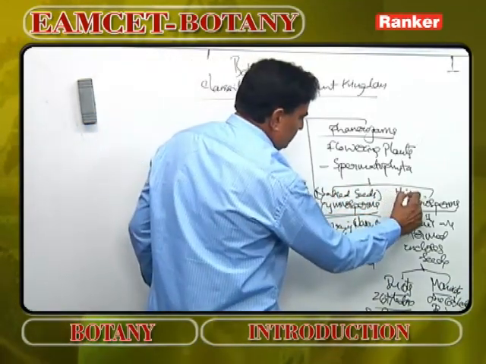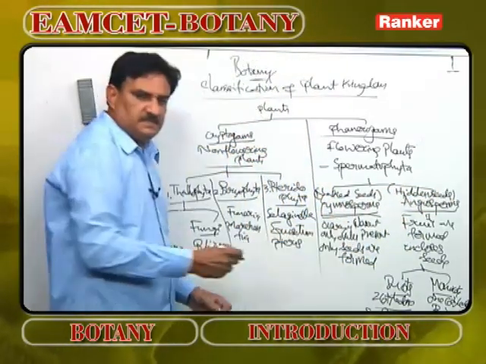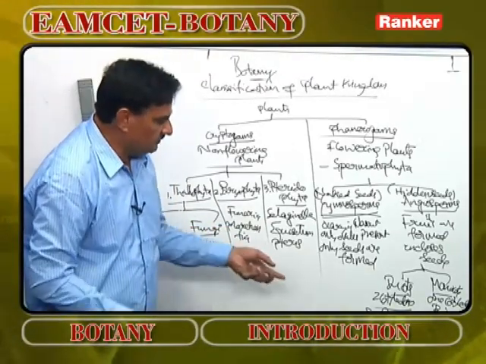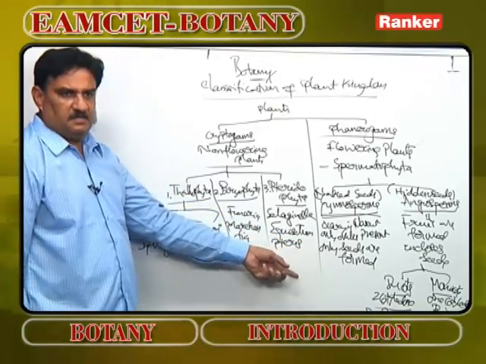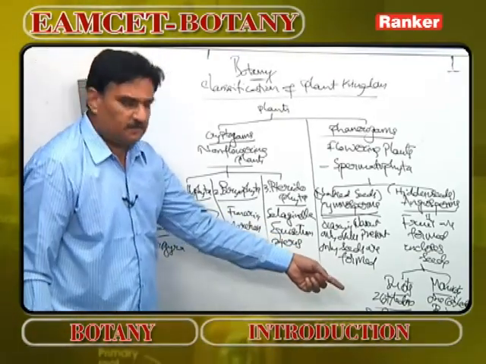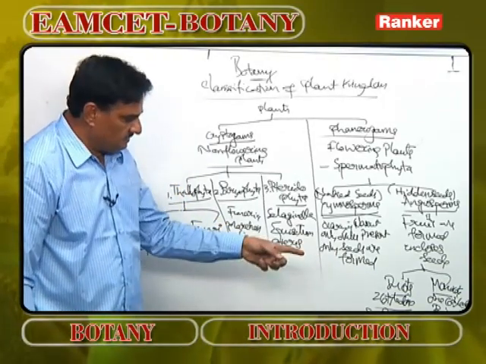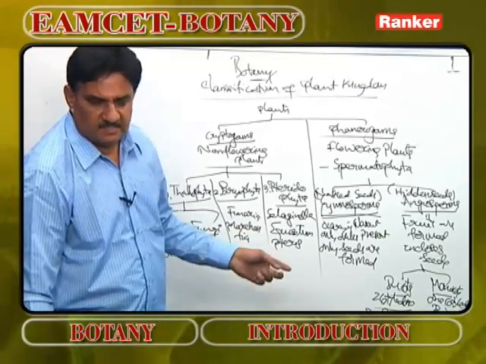Angiosperms itself means hidden seeds. Why are seeds hidden? Because fruits are formed. Ovary is present, fruits are formed, and seeds are enclosed within the fruits. Angiosperms are divided into dicots and monocots. Dicot means two cotyledons, monocot means one cotyledon. Rice and maize come under monocots. Datura and many other plants come under dicots.